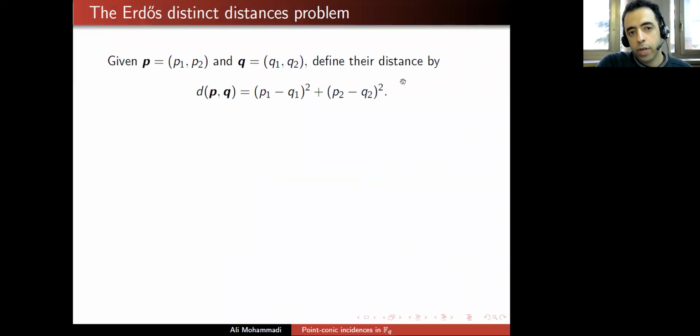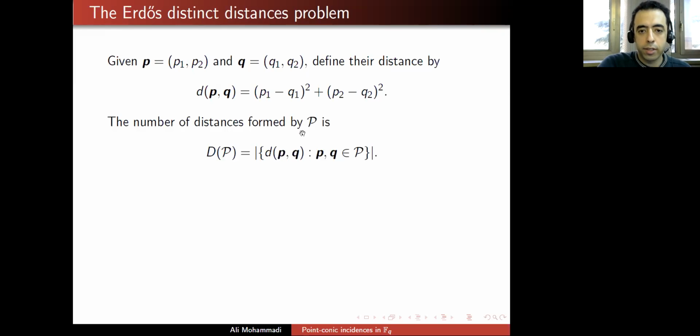One application of what we did, especially these point-circles or point-spheres problems, is the Erdős distinct distances problem. So let's first look at what the problem is. For two points in the plane, recall the Euclidean distance is defined as such. The distance set formed by points of P is the set of distances determined by pairs of points in P, and we are interested in getting lower bounds on this distance set.